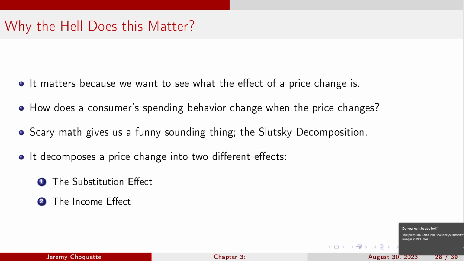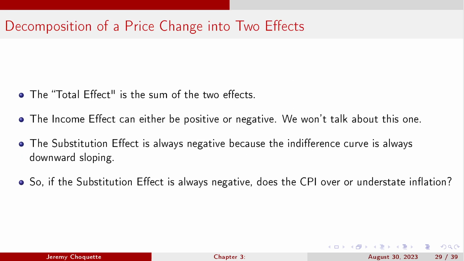So this matters because we want to see what the effect of a price change is. Namely, how does a consumer's spending behavior change as the price changes? And we do some more scary math. It gives us this funny sounding thing called the Slutsky decomposition. It decomposes a price change into two different effects. We get the substitution effect and we get the income effect. Now, the total effect is the sum of these two effects. I'm not going to talk about the income effect, but it can be either positive or negative.